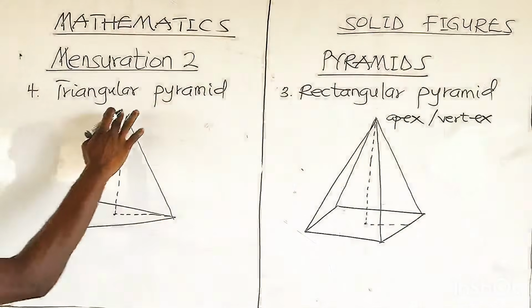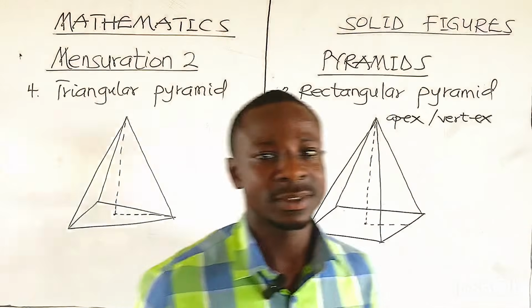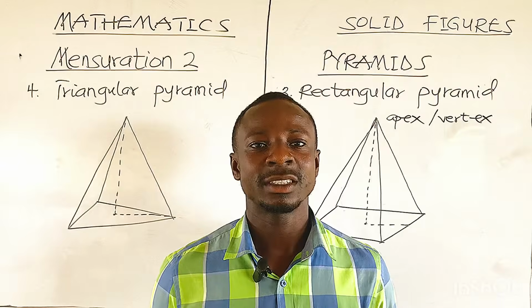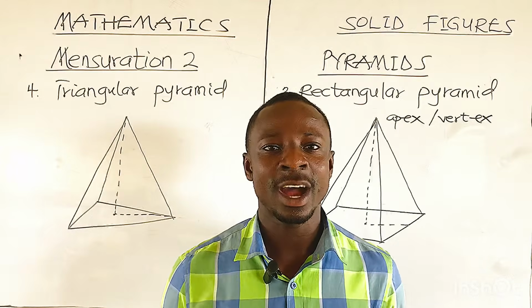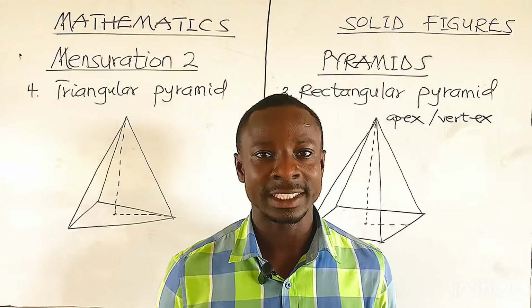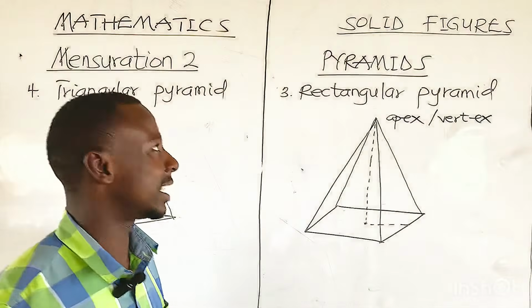All right. So this is the triangular pyramid. This morning, we are going to look at the circular prism, which we also call the cylinder, and how the volume and the total surface area are found. So viewers, let's get started.